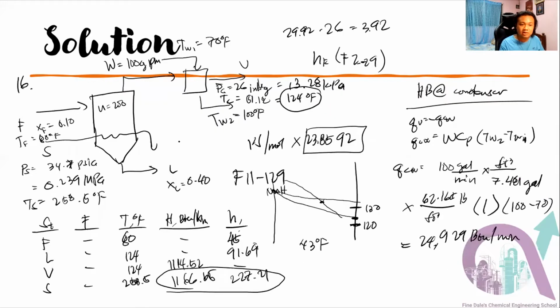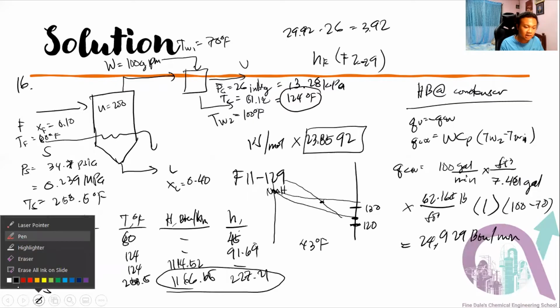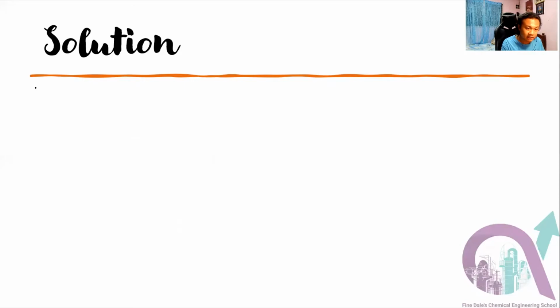Okay, so now let's move on to number 17. So let me just clear all of it here. So number 17, it's quite easy. Okay, number 17 is quite easy.